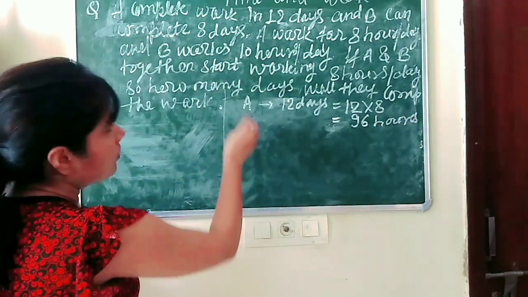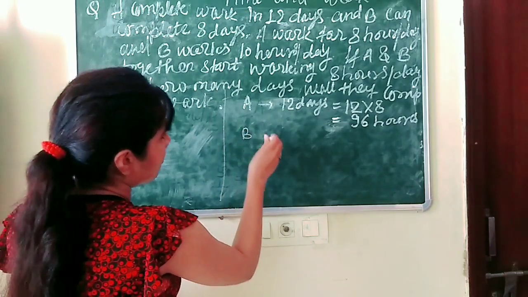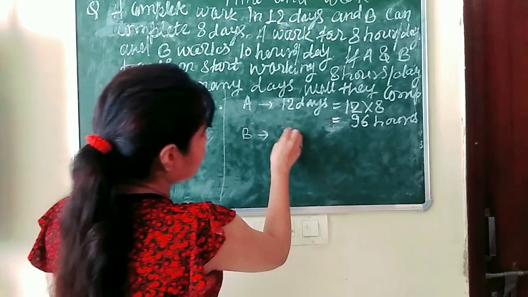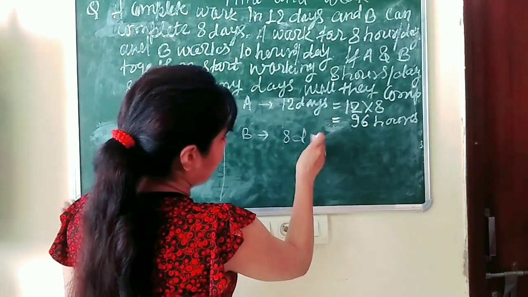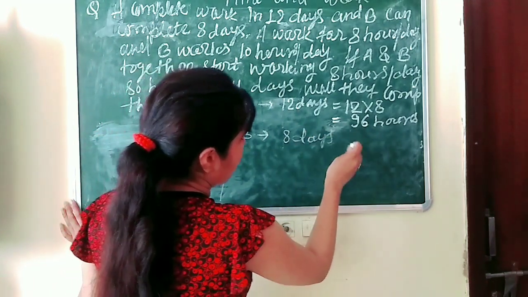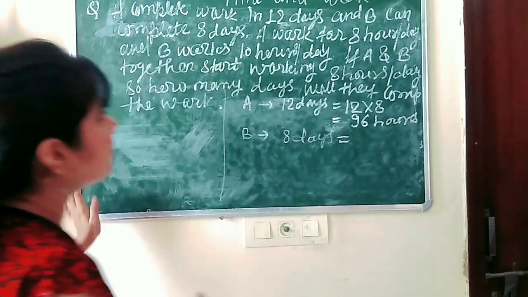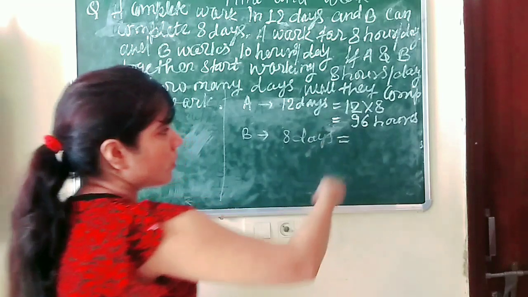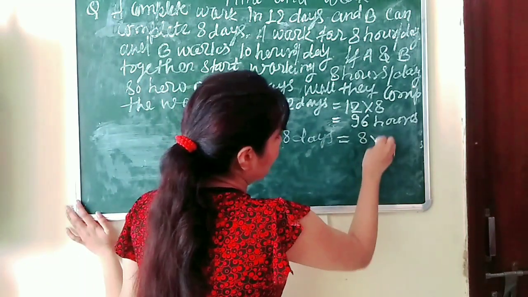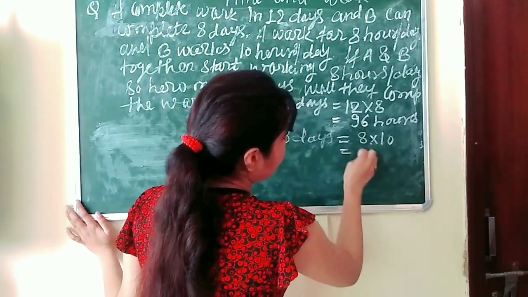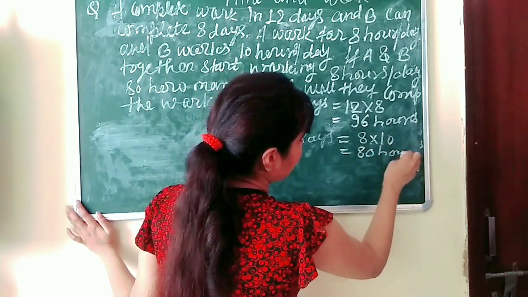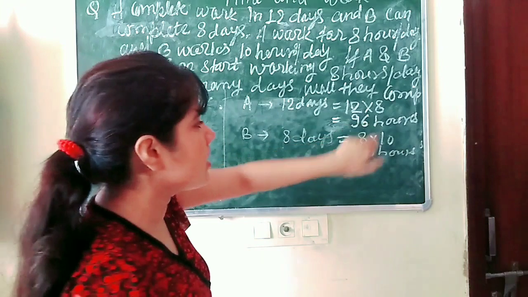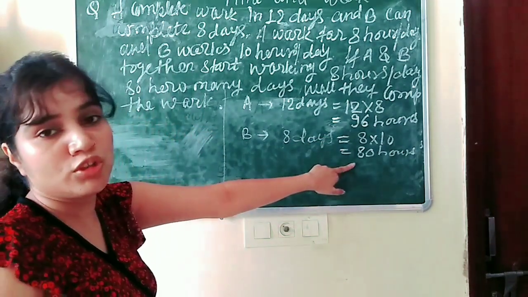Okay. Now B is finishing the same amount of work in 8 days, and B is working 10 hours per day. So we will again convert it into hours. So it will be 8 into 10, that will be 80 hours. So A is completing the work in 96 hours and B is completing the same amount of work in 80 hours.